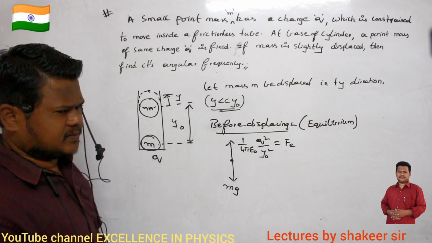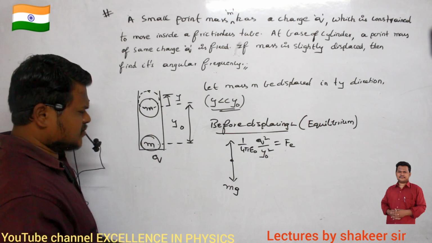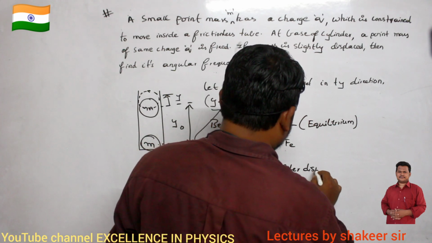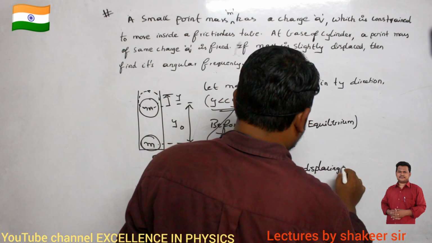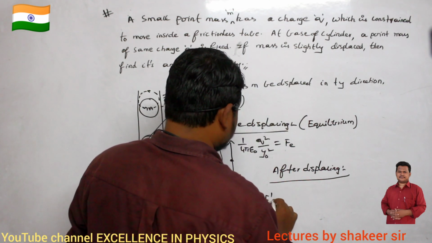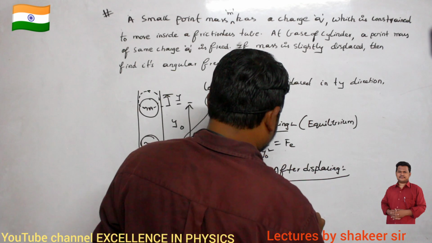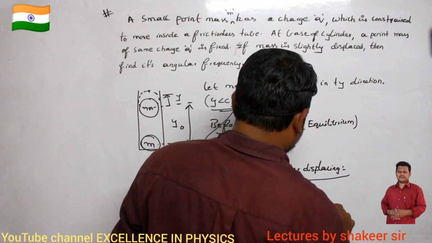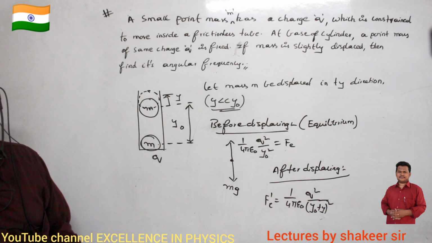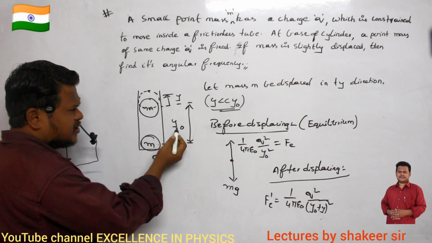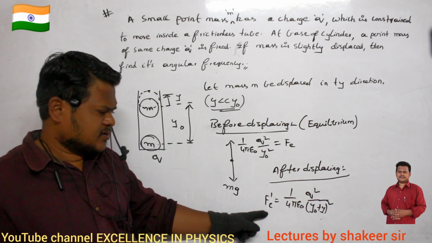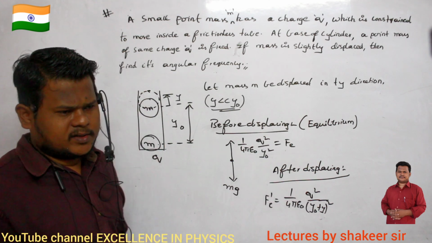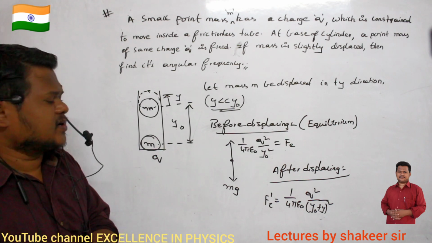Now when I displace this one, how can I write the electrostatic force of repulsion? So after displacing, clear? The new electrostatic force of repulsion can be written as 1 by 4 pi E naught q square divided by y naught plus y whole square. Can I write like this? After displacing, the total distance has become y naught plus y, no? So the electrostatic force of repulsion has become 1 by 4 pi E naught q square divided by y naught plus y whole square. This is the relation.